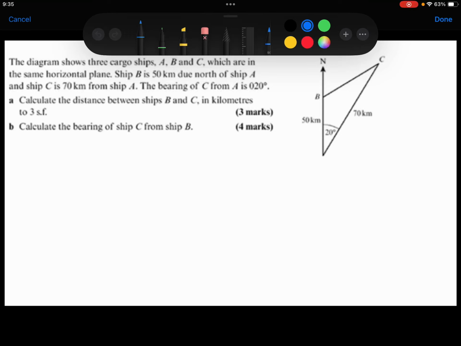The diagram shows three cargo ships A, B and C, which are in the same horizontal plane. Ship B is 50 kilometres due north of ship A. The bearing of C from A is 20 degrees. We need to calculate the distance between the ships B and C in kilometres.